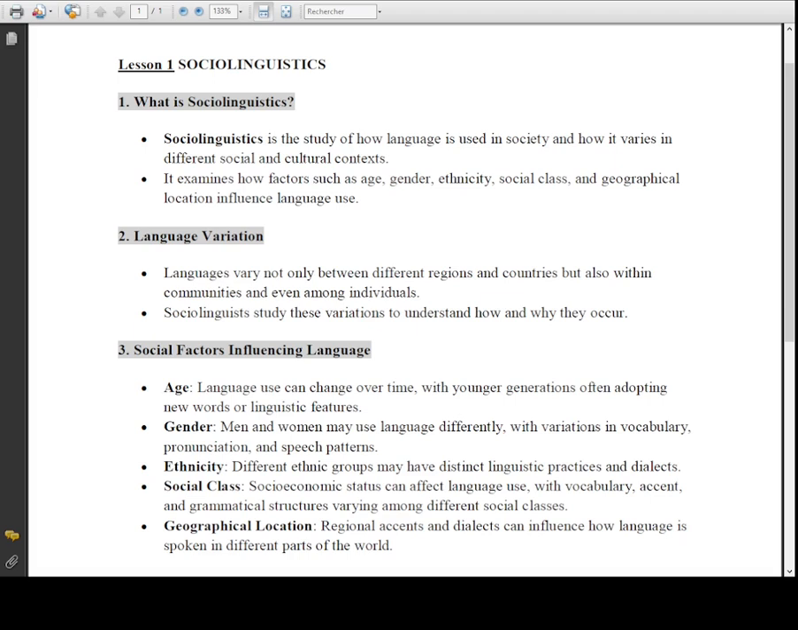Languages vary not only between different regions and countries, but also within communities and even among individuals. Sociolinguistics studies these variations to understand how and why they occur.